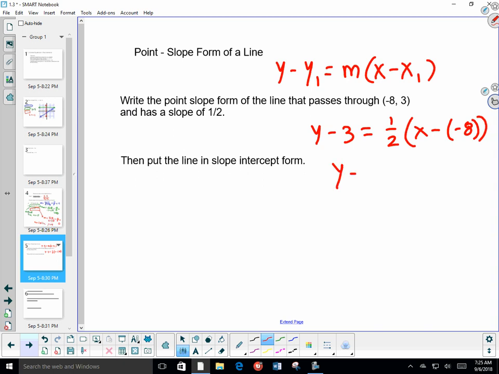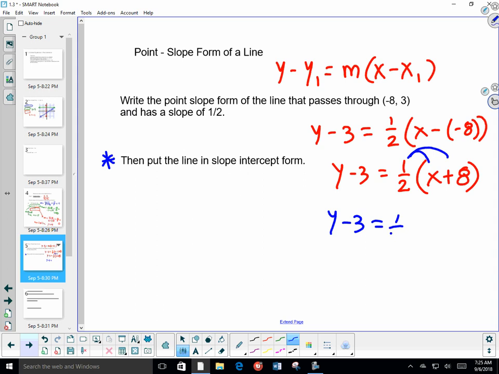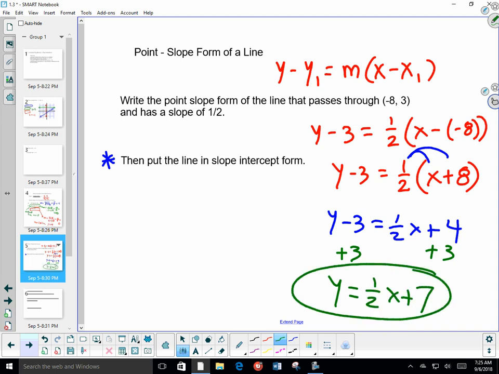Or we can clean this up a little bit and write y minus 3 equaling 1/2 times the quantity x plus 8. All right, and now we're asked to put this into slope-intercept form, so we might just distribute the 1/2, get y minus 3 equaling 1/2 x plus 4, add 3 to both sides, and we get y equaling 1/2 x plus 7. So here it is in slope-intercept form, here it is in point slope form.